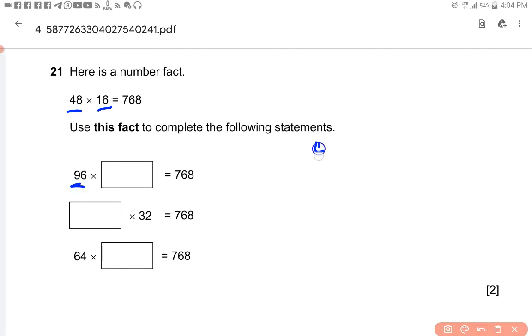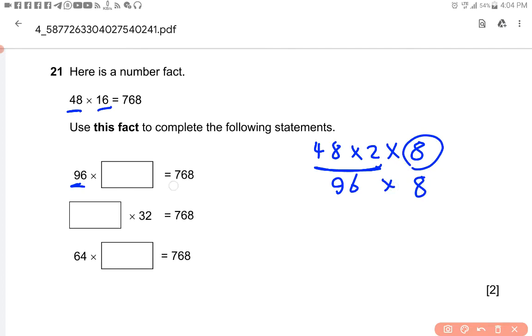You can make 16 into 2 times 8. Then multiply 48 times 2, it will be 96. So 96 times 8, it will be 768. So here you will write 8.